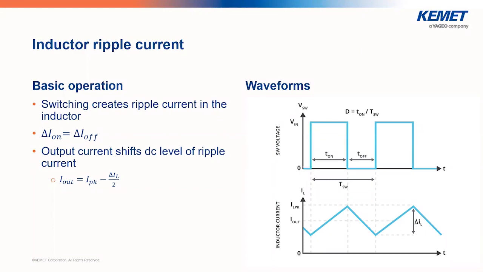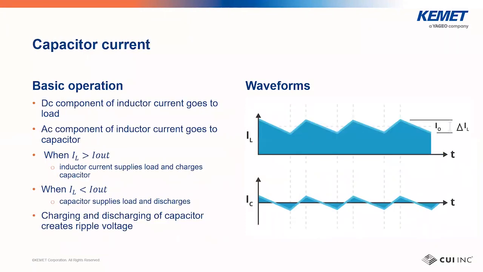So this ripple current is flowing through the inductor to the output, but our output is only taking a DC current. So what happens? The average value of the ripple current, the DC portion, which is at the center of our ripple current, goes to the load. The portion of the current that does not go to the load, the AC component, goes to the output capacitor.